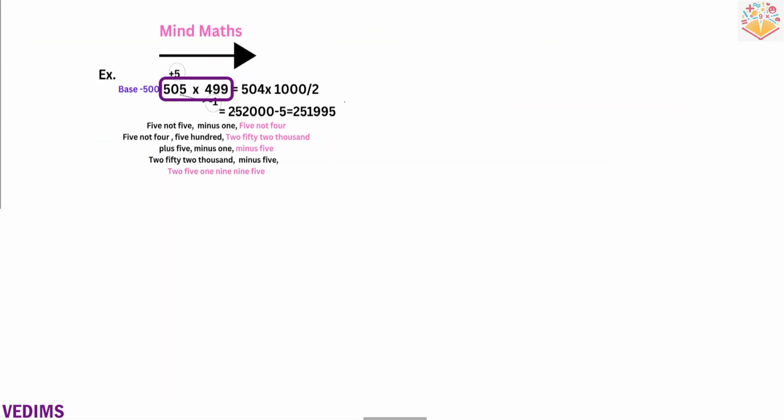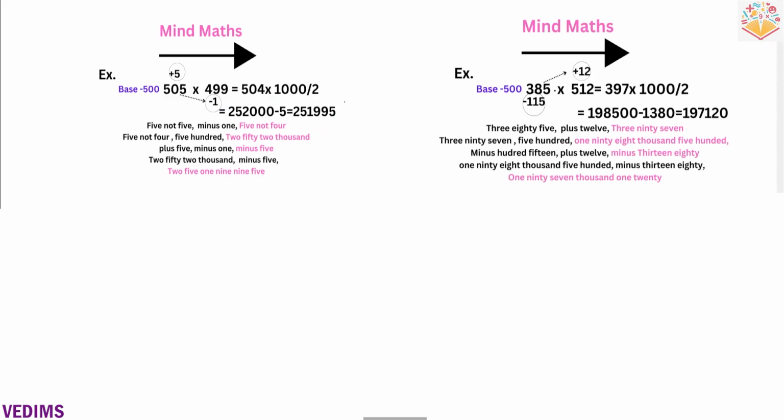505 into 499. 505 is exceeding 500 by plus 5. 499 is a deficit of 500 by minus 1. Cross add, you get 504. The 1000 by 2 will be 252,000. Now cross multiply the exceeding number with the deficit number. Plus 5 minus 1 will be minus 5. And 252,000 minus 5 will be 2,51,995. Move on to the next one.